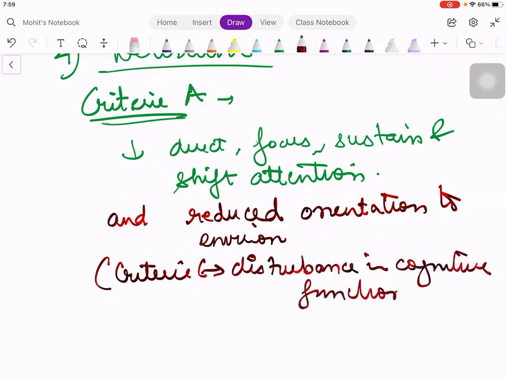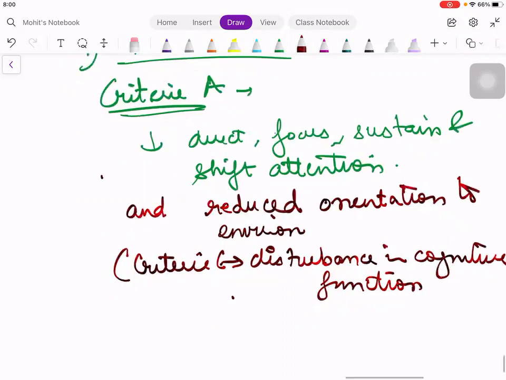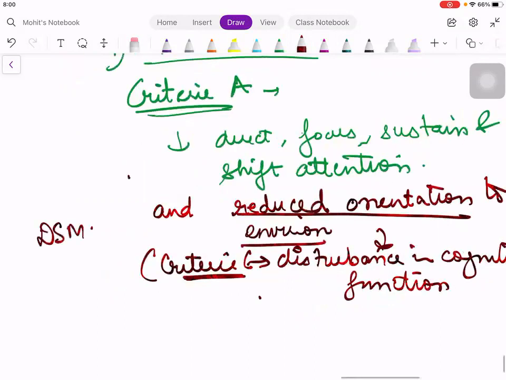Right. And we know the higher cognitive function disorientation, orientation, is one of the parts of cognitive function, right? So criteria A and C were common, overlapping, right? Criteria A, decrease in directing, focusing, sustaining, and shifting attention, and reduced orientation to environment, this part was overlapping with the criteria C, right? It was there in DSM-5.